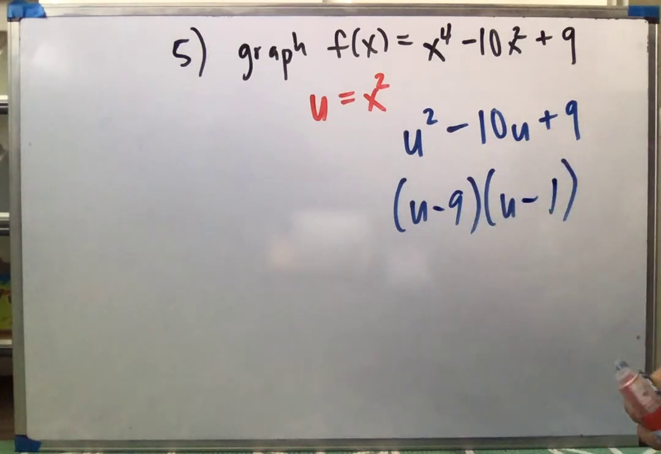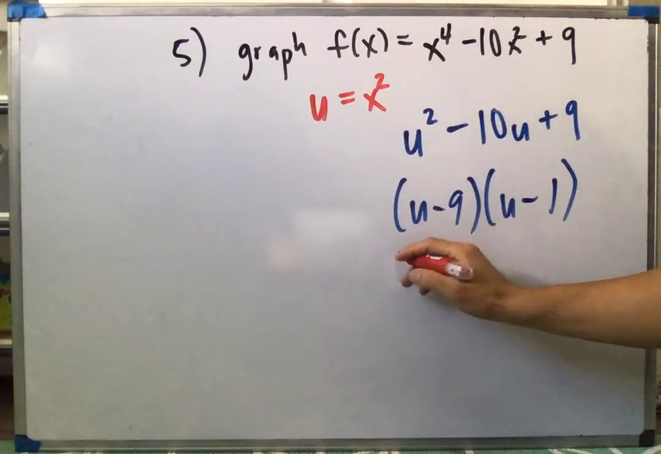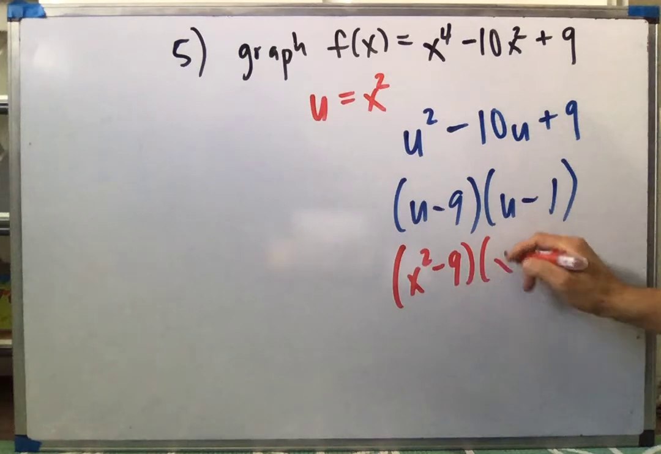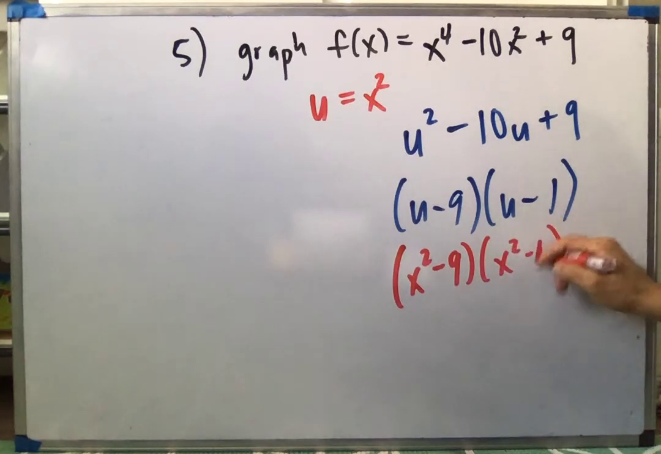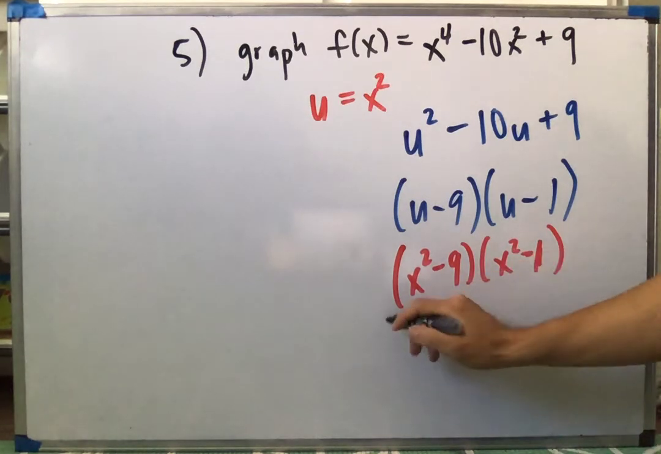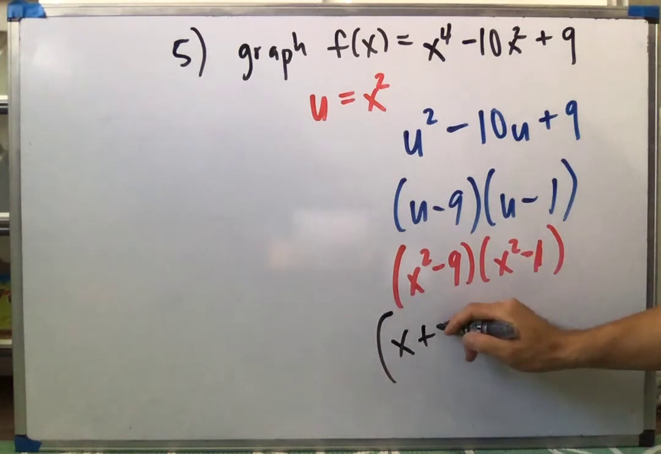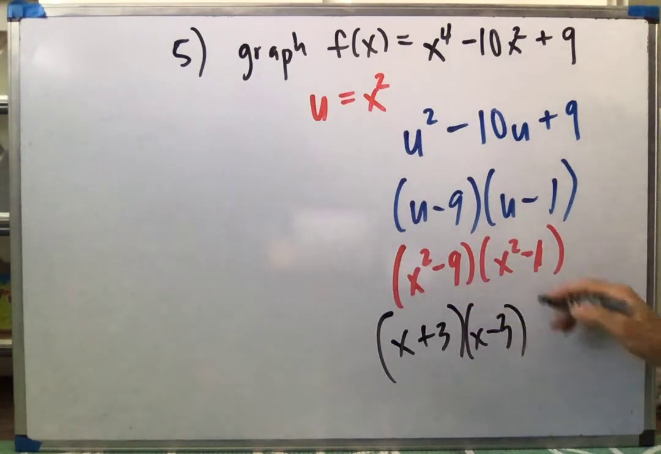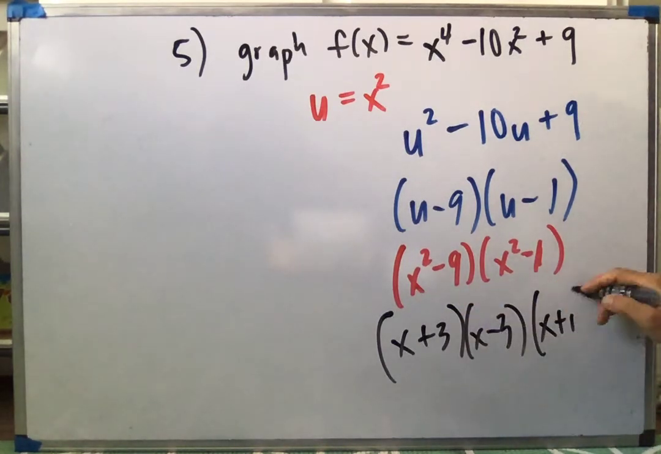Okay. So now that I factored like that, I can replace my u with x squared. So this is going to be x squared minus 9 times x squared minus 1, but I have a difference of squares in both of these cases. So actually that turns out to be x plus 3, x minus 3, that's the x squared minus 9 part, and then x plus 1, x minus 1, that's the x squared minus 1 part.